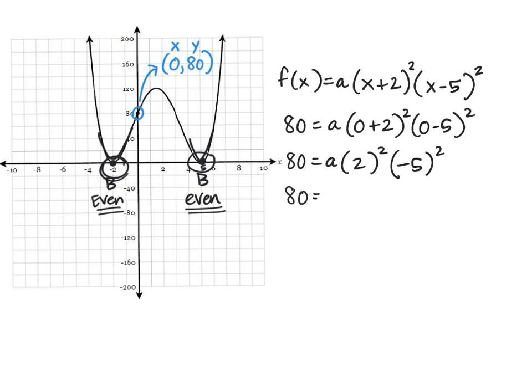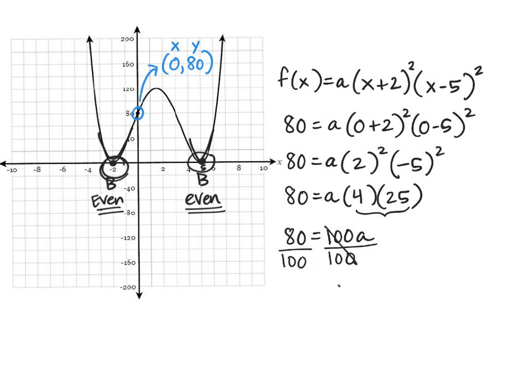Next, I get 80 equals a. 2 squared is 4. -5 squared is +25. So I get 80 equals, let's multiply 4 and 25, that's 100, and write 100a. To solve for a, I divide both sides by 100. And I get a equals 80 over 100, let's reduce that. If I divide by 10, I would cross out one of the zeros, so it's 8/10. And I can reduce that further by dividing the top and the bottom by 2, and I get 4/5.